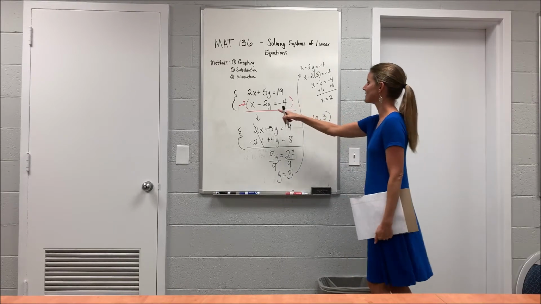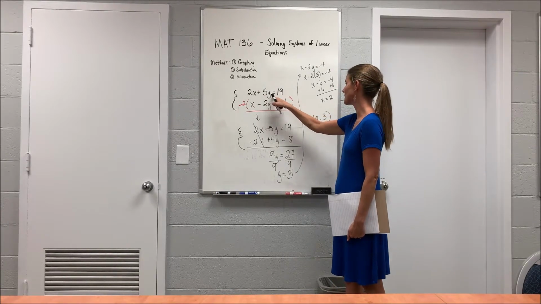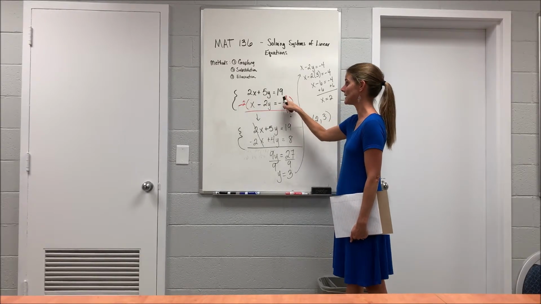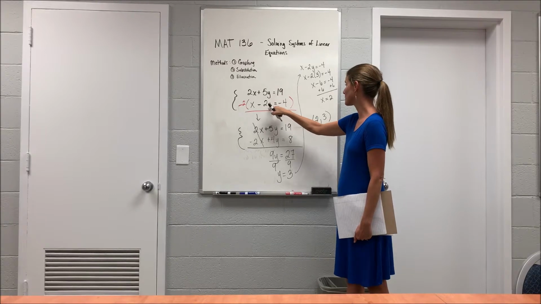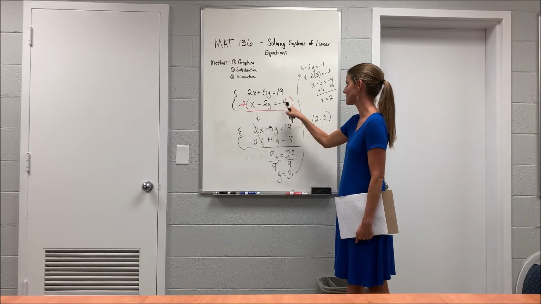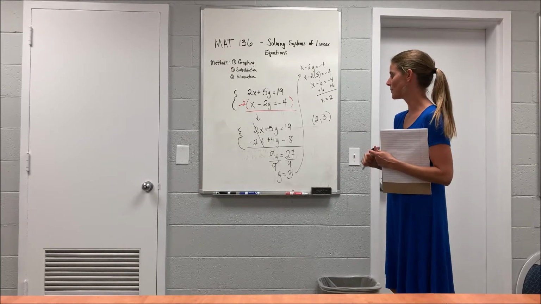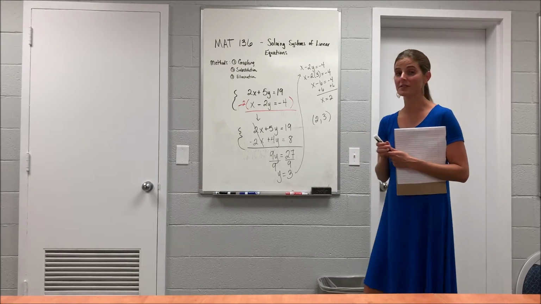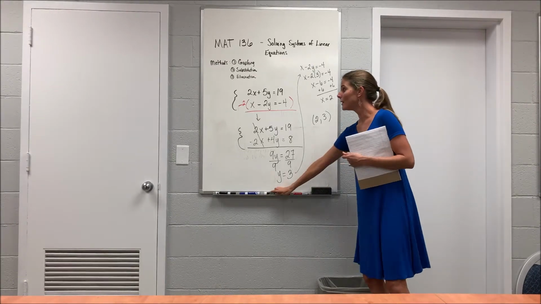And again, I can plug this in. 2 times 2 is 4, plus 5 times 3 is 15. 4 plus 15 is indeed 19. And I can plug in here 2 minus 2 times 3, which is 6. So 2 minus 6 equals negative 4. I know I'm doing that quickly, but if you want to practice, try plugging that in to make sure. I always like to go back and check just to make sure it's right. So that is our answer to that problem.